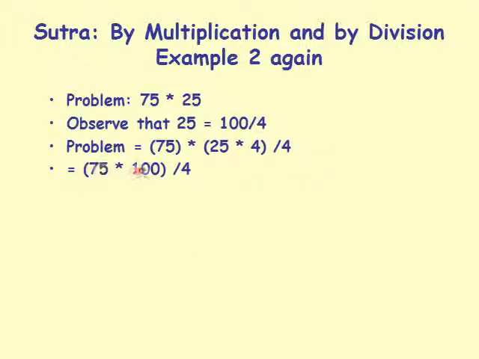And that's 75 times 100, since 25 times 4 is 100. Okay, and that is 7500 divided by 4, because multiplication by 100 adds 2 zeros to the right, which is 1875. If you're uncomfortable dividing by 4 in one step, you can do it in 2 steps, half at a time.